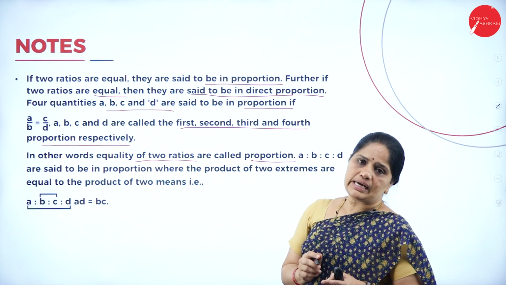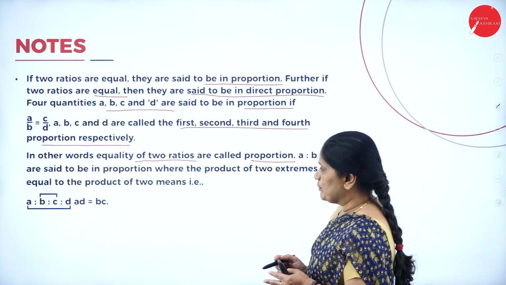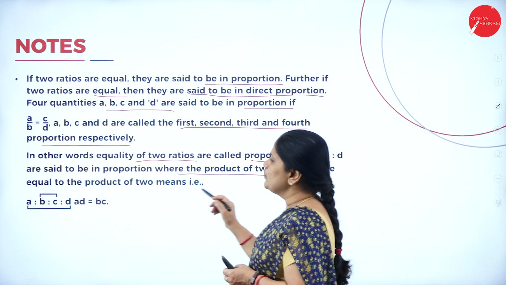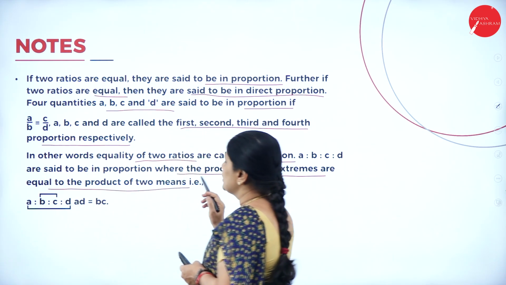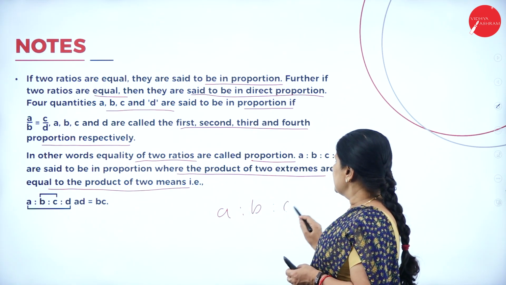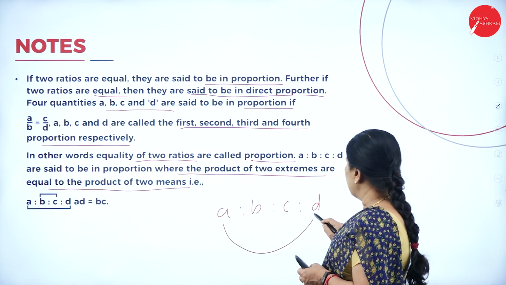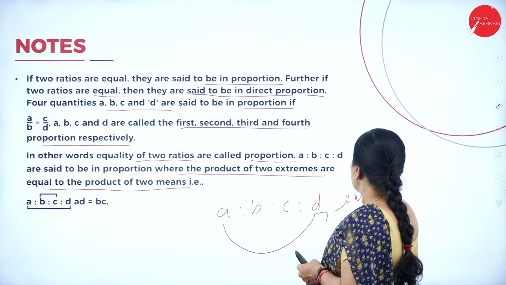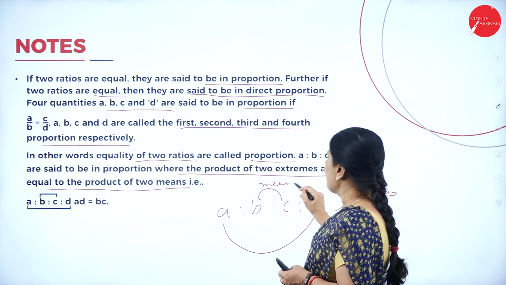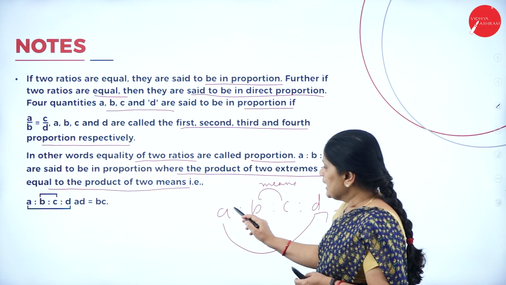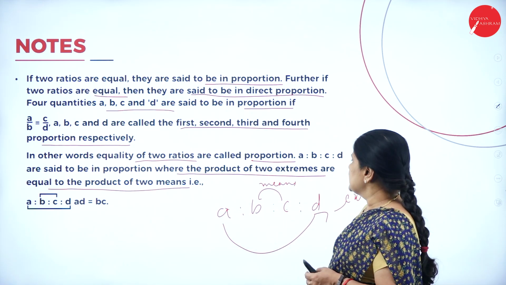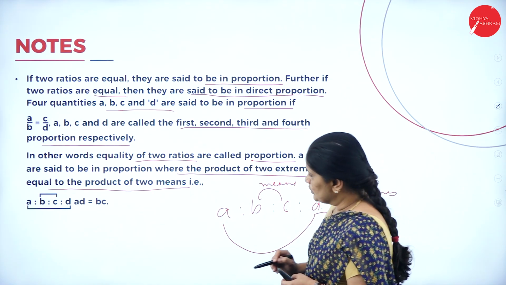When two ratios are equal, we call it a proportion. They are said to be in proportion when the product of the two extremes is equal to the product of the two means. That is, A is to B as C is to D. Now, A and D are called the extremes, and B and C are called the means. So, we should understand that A is the first proportional, B is the second proportional, C is the third proportional and D is the fourth proportional.